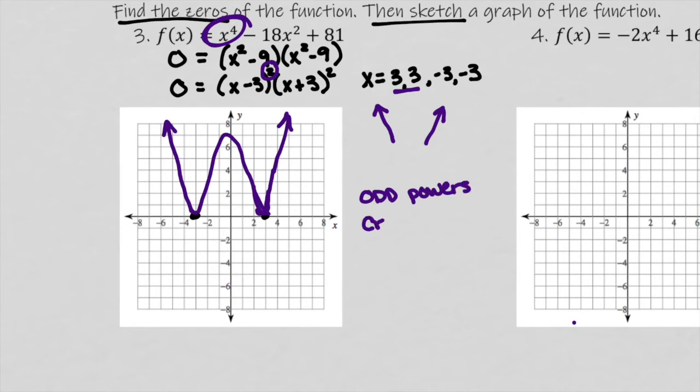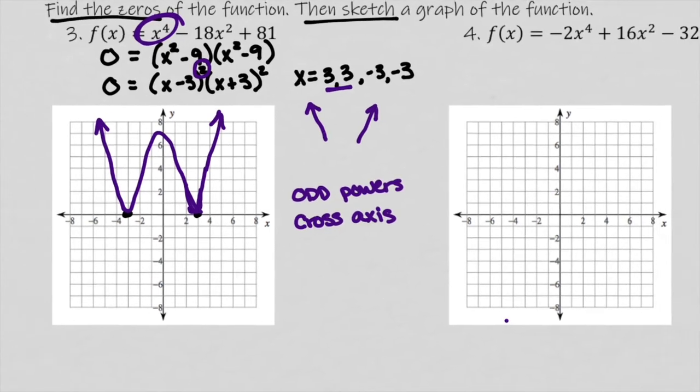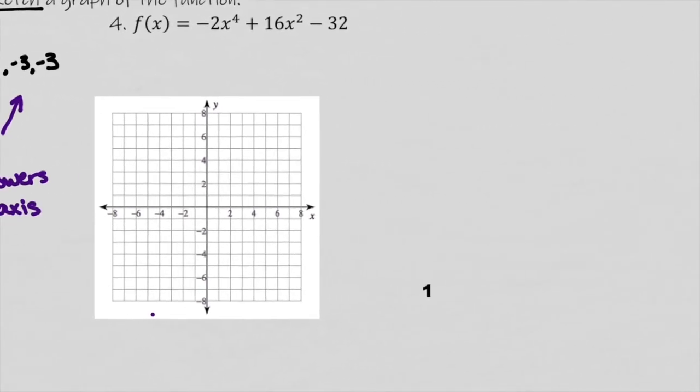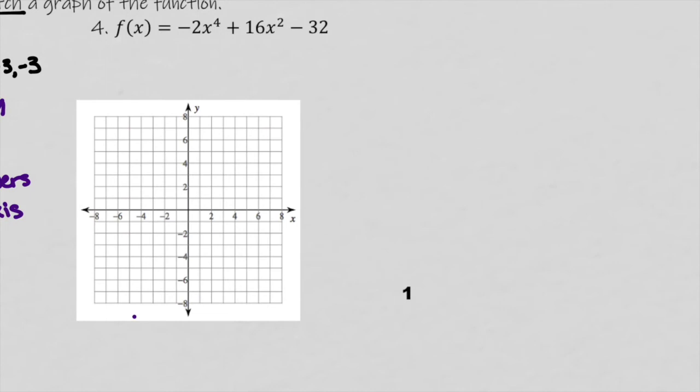So reminder, odd powers cross the x-axis, but my power here was even. X minus 3 was squared, so that was even. So even powers do not cross. Okay, but odd powers do. So that was just a reminder about the odd powers. All right, so number 4.